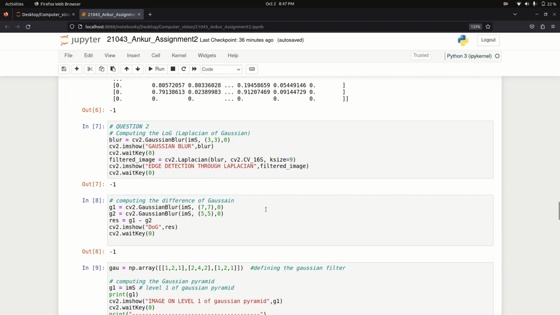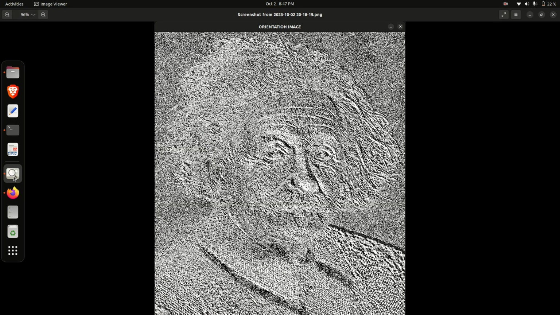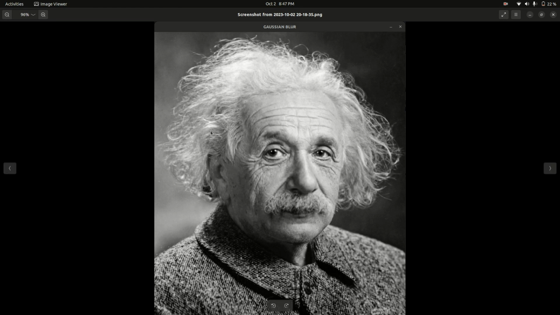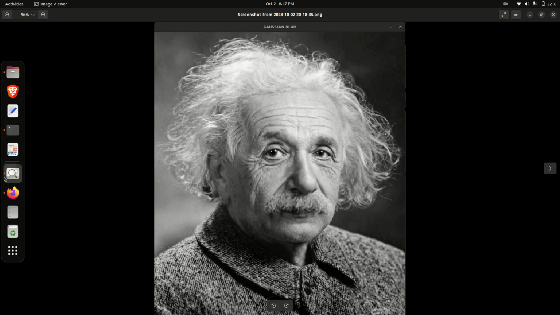For the second question, we were asked to compute the Laplacian of Gaussian and difference of Gaussian. So I have computed Laplacian of Gaussian using the inbuilt CV functions, which are Gaussian blur and Laplacian. So Gaussian blur simply blurs the image using the Gaussian filter. This is the resultant of Gaussian blur. It simply blurs the image a little bit.